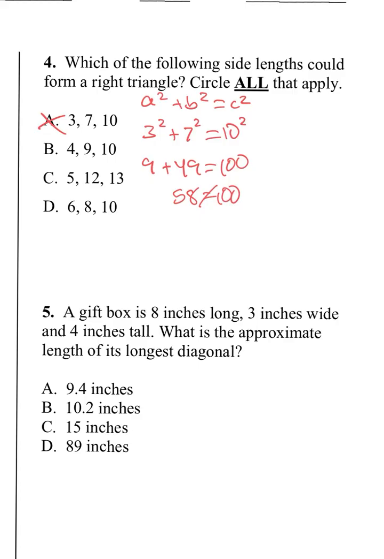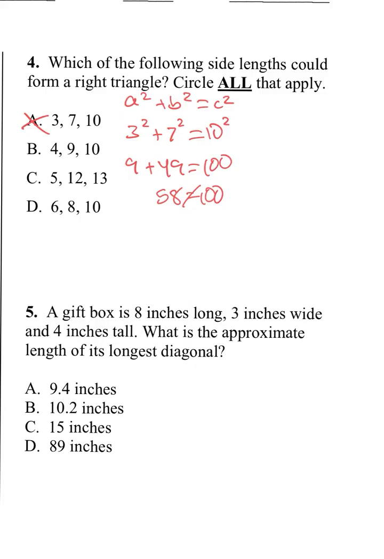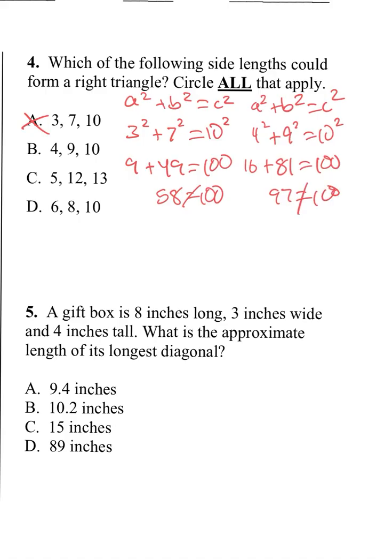Let's check B. You've got Pythagorean theorem, a squared plus b squared equals c squared. Use it. So now we've got 4 squared plus 9 squared equals 10 squared. 4 squared, 4 times 4, is 16, plus 9 squared, which is 9 times 9, which is 81, equals 10 squared, which is 100. 16 plus 81 is 97. Is that equal to 100? No, it is not. So B is not a possible answer.